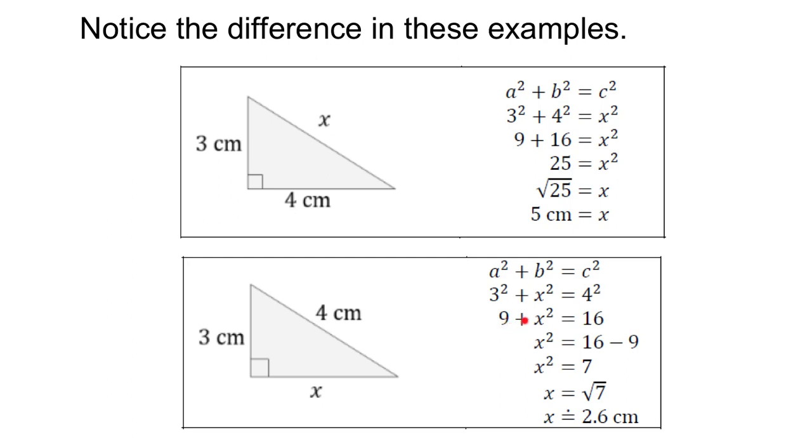And that makes sense. 9 plus 7 is 16, so x squared must equal 7. Now, if x squared equals 7, then x is the square root of 7, which is approximately 2.6 centimeters. So just pay attention. Notice the difference in these examples. All other questions that you can solve with the Pythagorean theorem will look either like the first example or the second example. The difference is in whether you're solving for the hypotenuse or solving for one of the other sides.